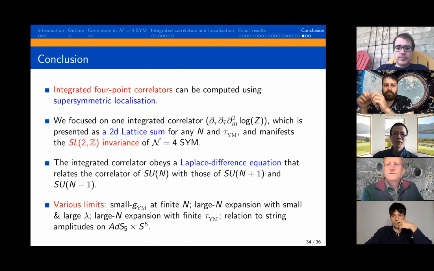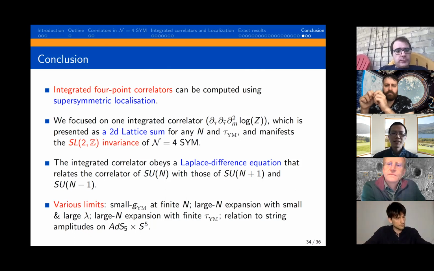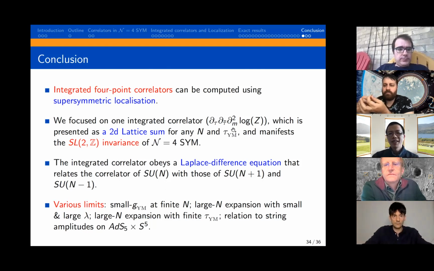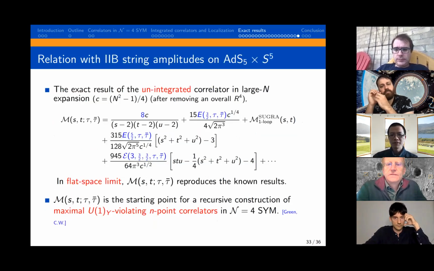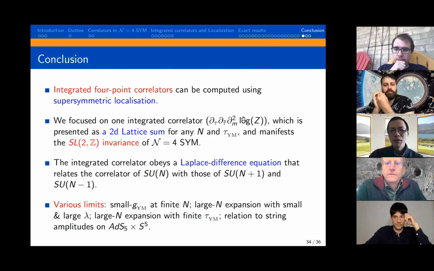So let me just summarize what we did. We studied the integrated correlator. I focused on only one of them, but in principle it has to be studied, 2 of them at least. In principle, there's a third one. Obviously you need a third one to fix these 3 numbers if you don't use a flat space limit. But anyway, we focused on one of them. This is basically the simplest one.